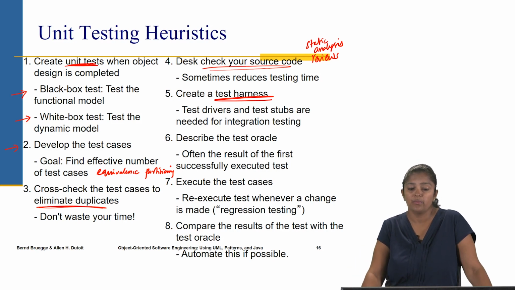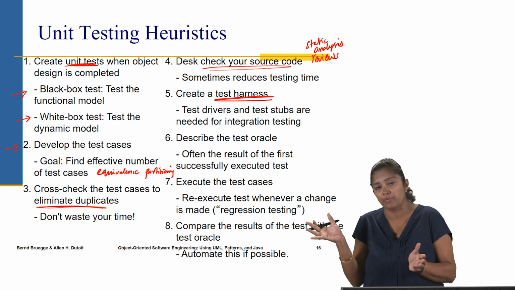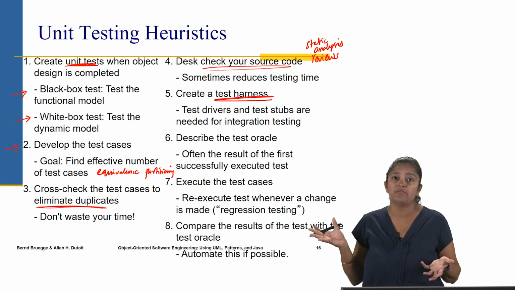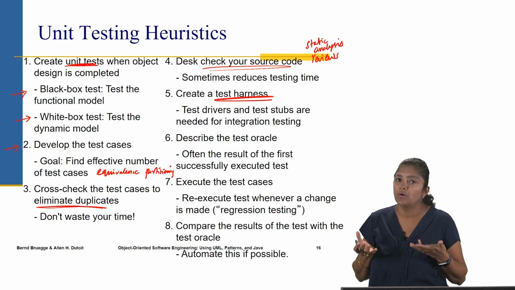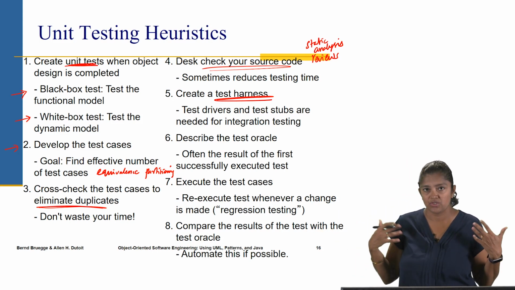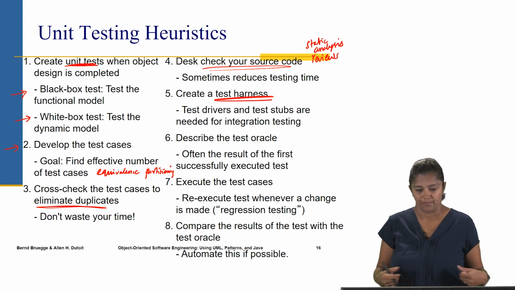A test harness is needed when, say, your unit depends on some other units for certain information, but those units haven't been developed yet. They're not ready. We don't have them yet. So in those situations, we might have to write these drivers and stubs to handle those other dependencies.